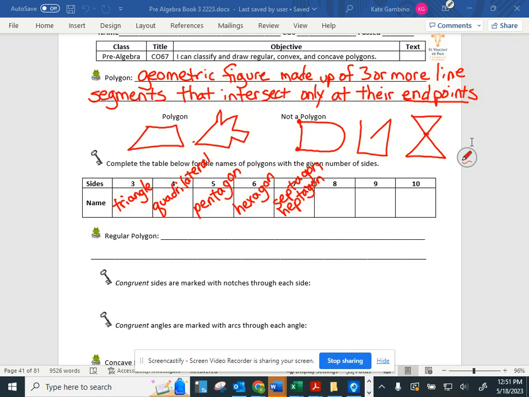I don't know off the top of my head. Oh, now you're challenging me. Eight-sided. Octagon.